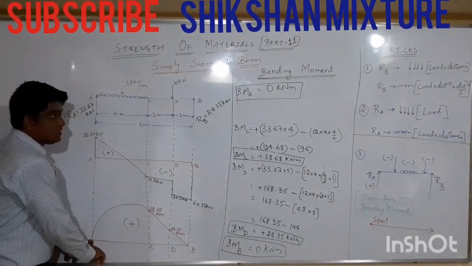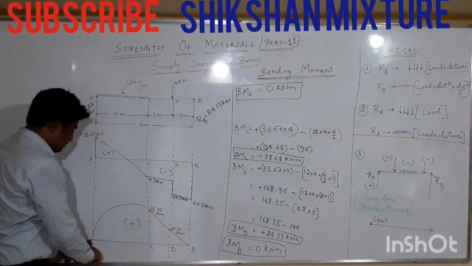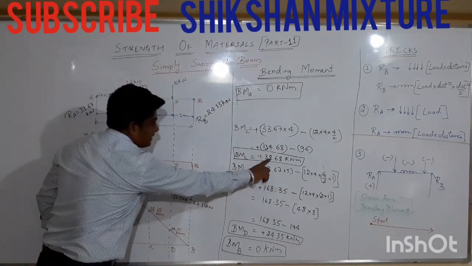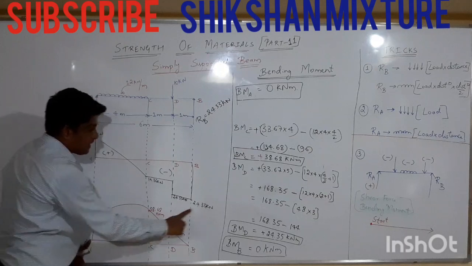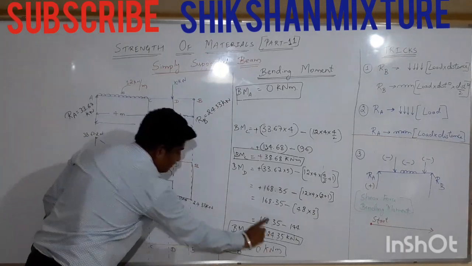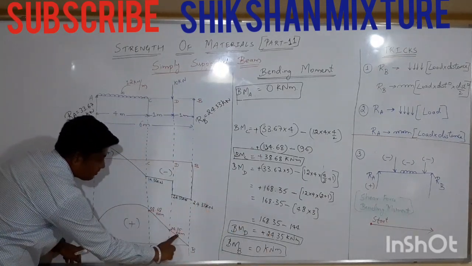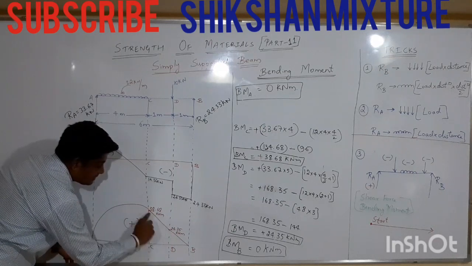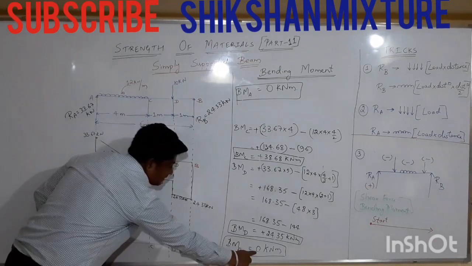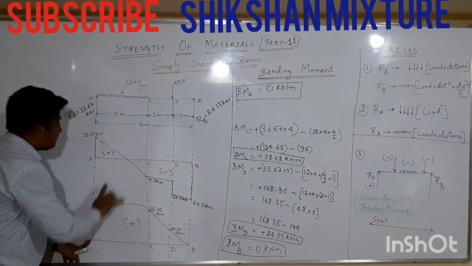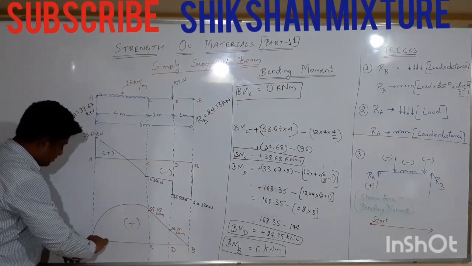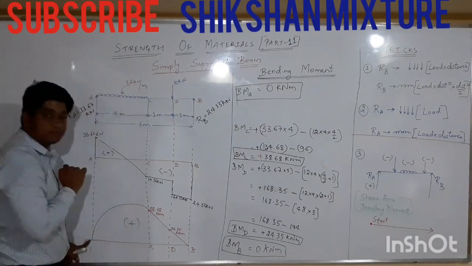A point is 0. At the C point, we have 38.68 kilonewton meter. And bending moment at D, we have plus 24.35 kilonewton meter. I have marked here, plus it is. And bending moment at B is again 0 kilonewton meter. It is a UDL, so that will be hyperbolic.